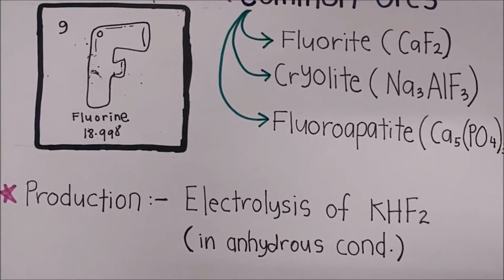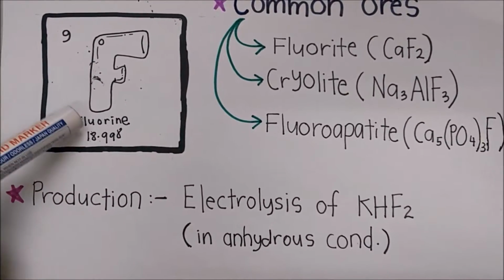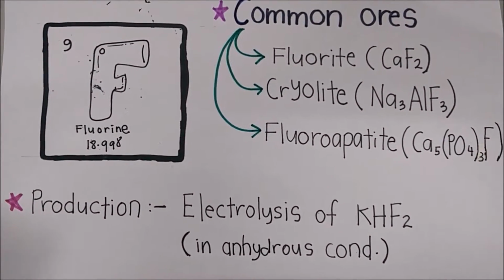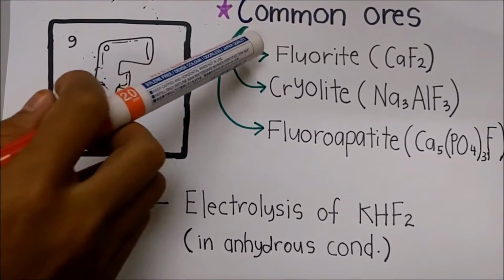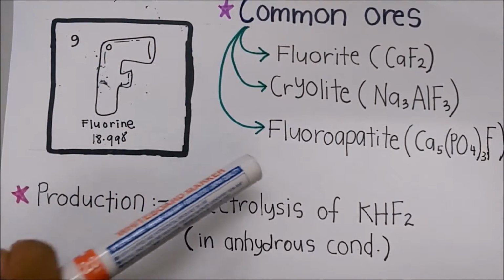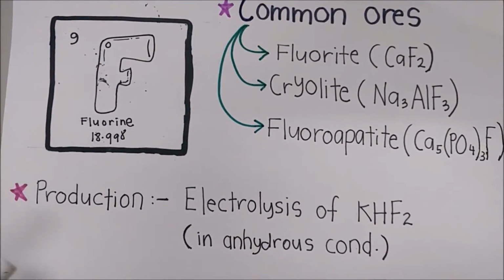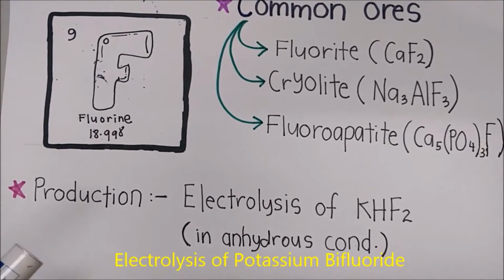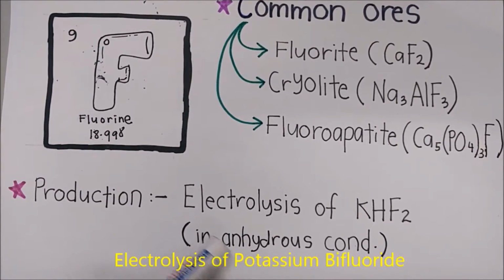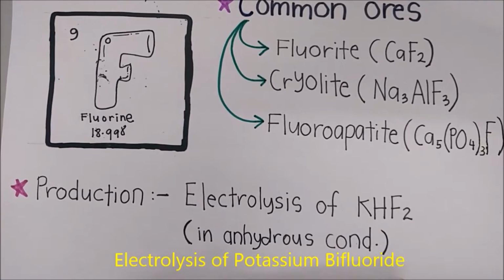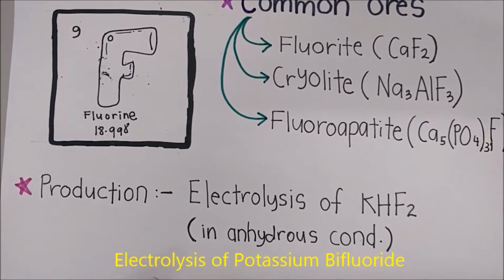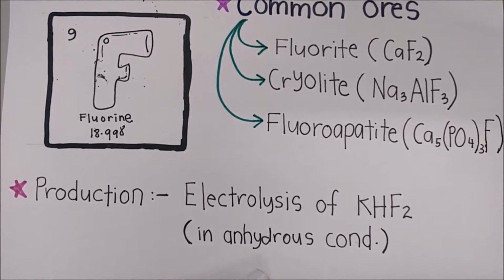So we go to the first element of the halogens, which is fluorine. Fluorine's common ores are naturally found in fluorite, cryolite, or fluoroapatite. And fluorine production is based on the electrolysis of KHF2, and this electrolysis is undertaken in anhydrous conditions.